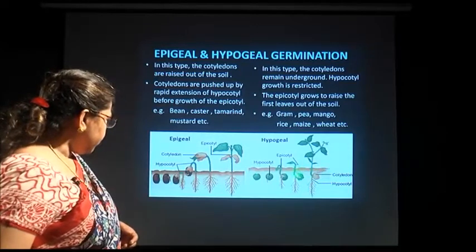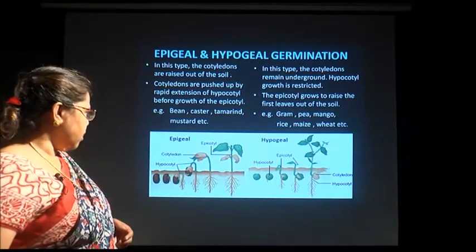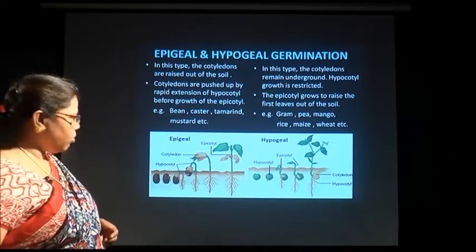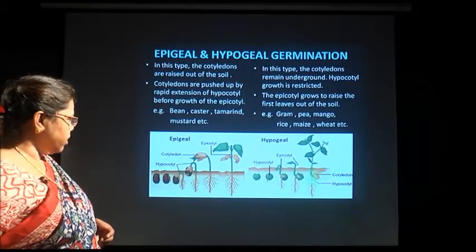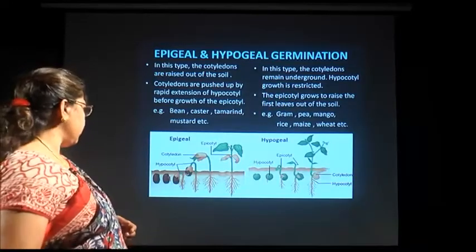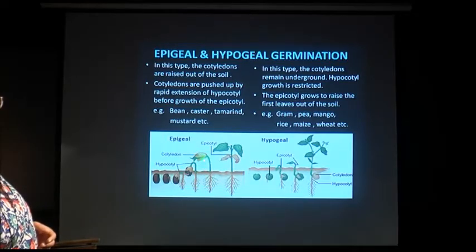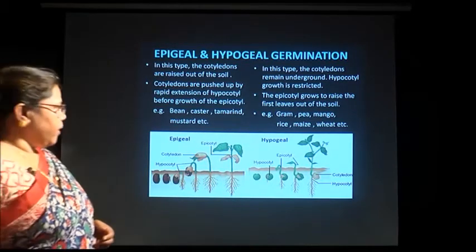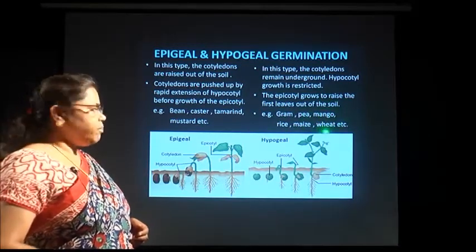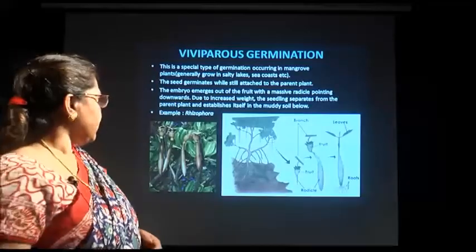So here the epicotyl elongates to bring the first leaf of this plant above the soil. That is why the cotyledon remains inside the soil or underground. Since the cotyledon remains underground, it is called hypogeal germination. But in epigeal germination, the hypocotyl elongates so that the cotyledon comes out of the soil. And the hypogeal type of germination is found in plants like gram, pea, mango, maize, etc. So you have to give two or three examples of each type.